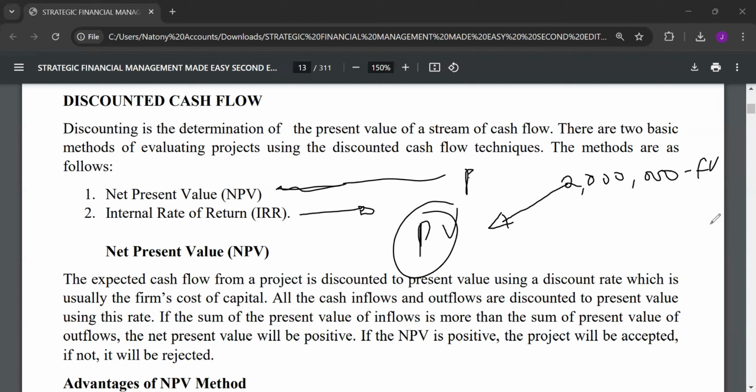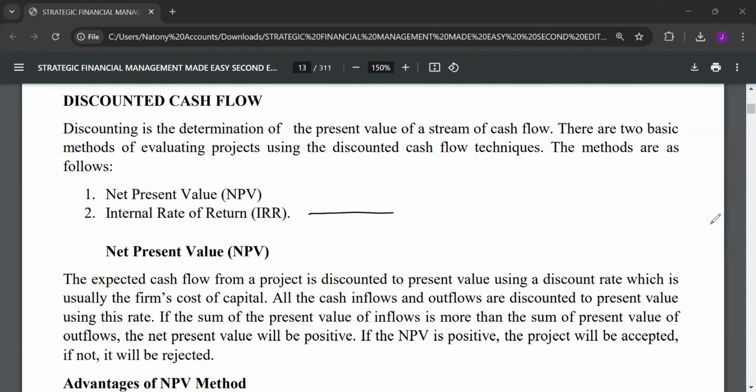So for the internal rate of return, what are you looking at? You are looking at the rate that will give you a zero net present value. So what rate will you discount the cash flow with so that the net present value becomes zero? How do you solve this? You pick two rates, rate A and rate B. You are the one that will decide the two rates that you want to use. Discount the cash flow with the first rate, discount the cash flow with the second rate.